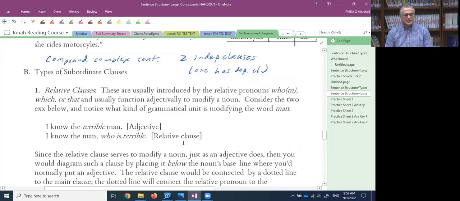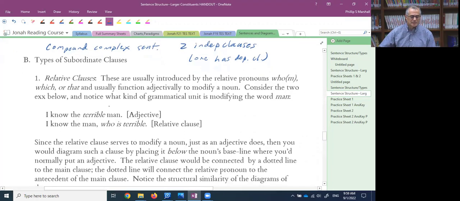Okay, let's take a look at these types of subordinate clauses then. Here we're just going to drill down a little bit more on what we've been talking about and give some examples. Relative clauses are a kind of subordinate, or dependent, or embedded clause, right? They're usually introduced by the words who, which, or that. Those are relative pronouns in English, and they function adjectivally. Meaning, what do adjectives modify? Adjectives modify nouns. So relative clauses, if they're adjectival, serve to modify nouns.